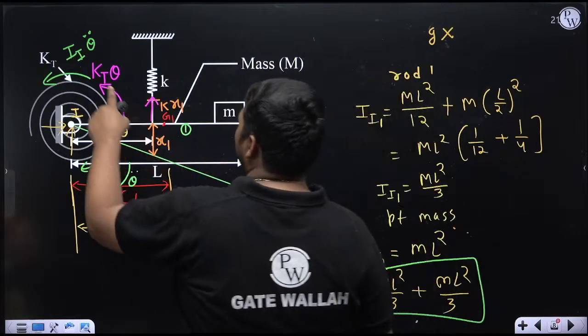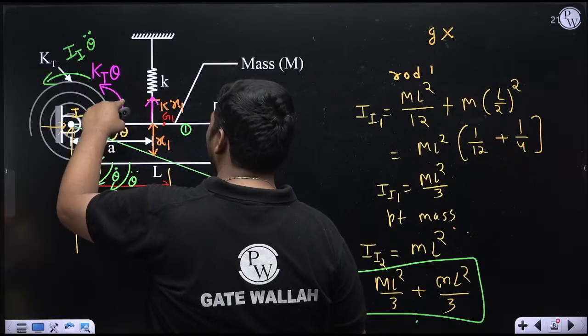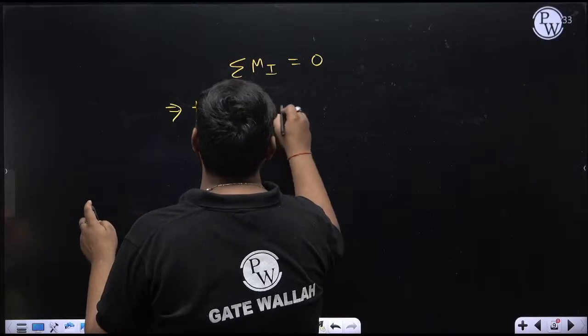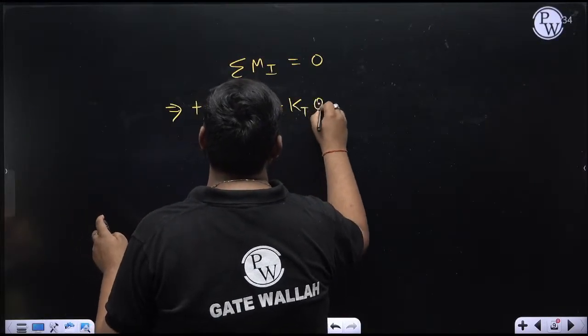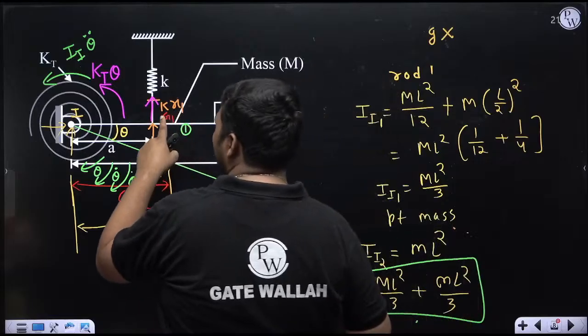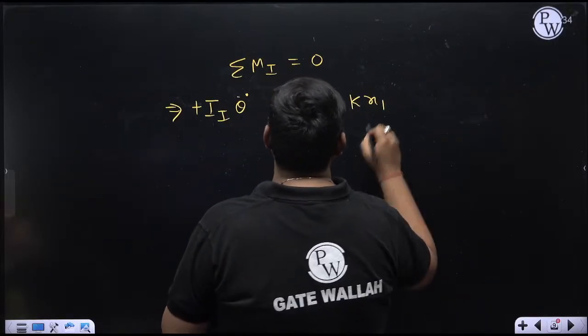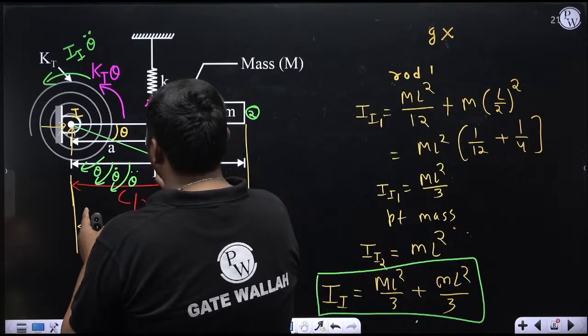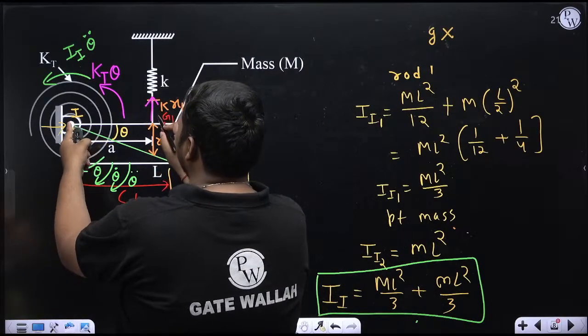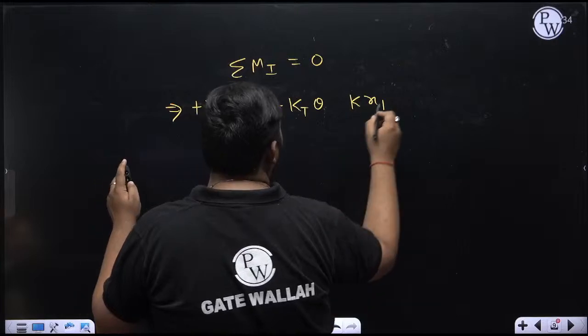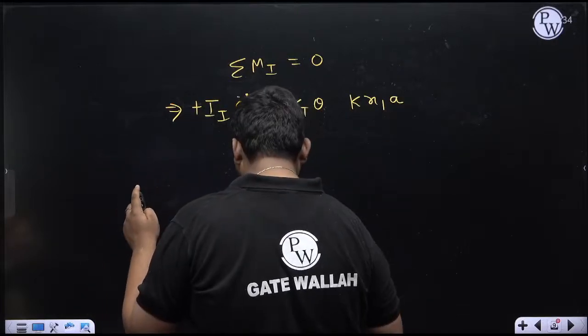Now the restoration part. This is the restoring moment kt theta, already a moment. For anti-clockwise I am taking the plus sign, so plus kt theta. Now this one is a force, and moment due to force will be force into perpendicular distance. So the force is kx1. Its perpendicular distance from I: the force is vertical, so the perpendicular means the horizontal distance from I, which is a. So the moment due to this force about I is kx1a.